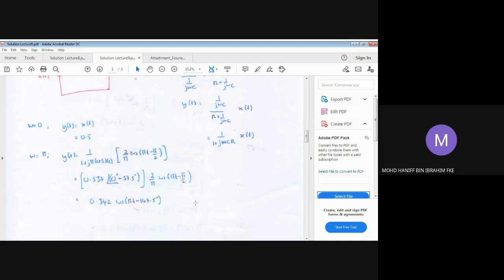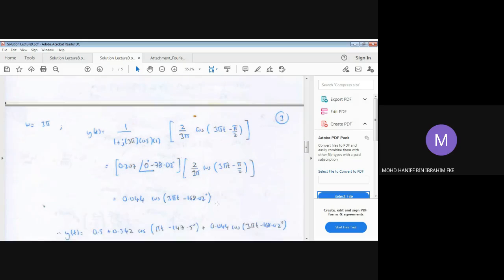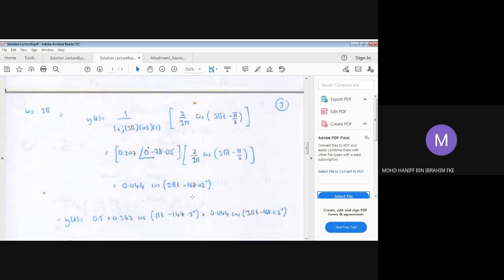And this will be followed by the third term, which is at 3 pi value. So we repeat the same method, substituting omega equals to 3 pi, and this will be the input at 3 pi frequencies. So you end up getting your output yt equals to 0.044 cos 3 pi t minus 168.02. So these are the outputs with respect to the frequency components that you have in the problem. So finally, you have to add them together now.